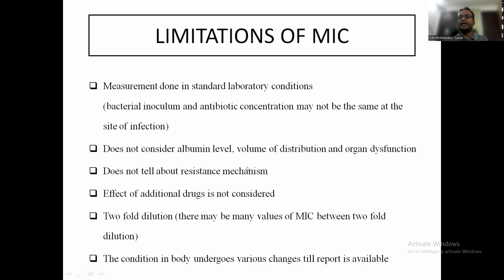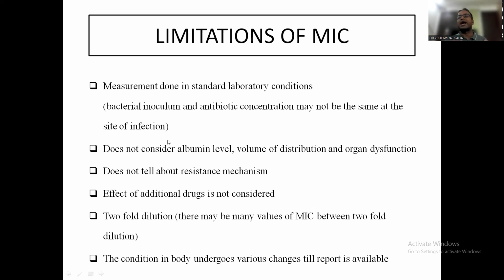Again, MIC doesn't tell us the mechanism of resistance, which is also a limitation, and we need to find it by genotyping or a Carba-R like test, by which we can get the reason for this resistance, whether it is carbapenemase or non-carbapenemase production. If carbapenemase, then what are the genes involved? The effect of the additional drug is not considered.